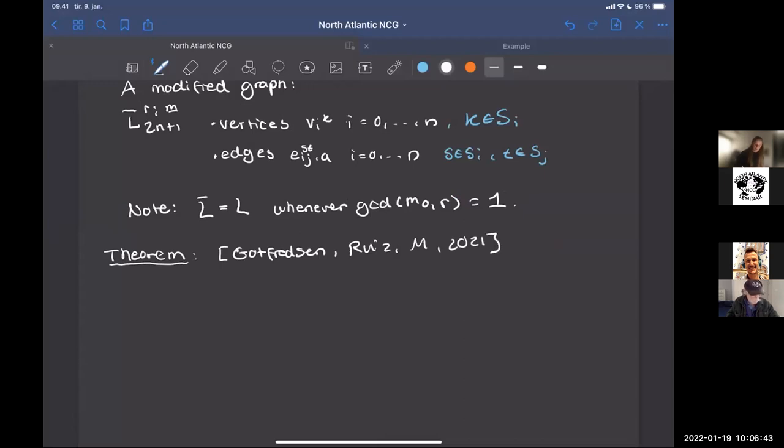Okay, so which says that as graph C*-algebras, we have that these quantum Lorentz spaces are isomorphic to this graph C*-algebra here.